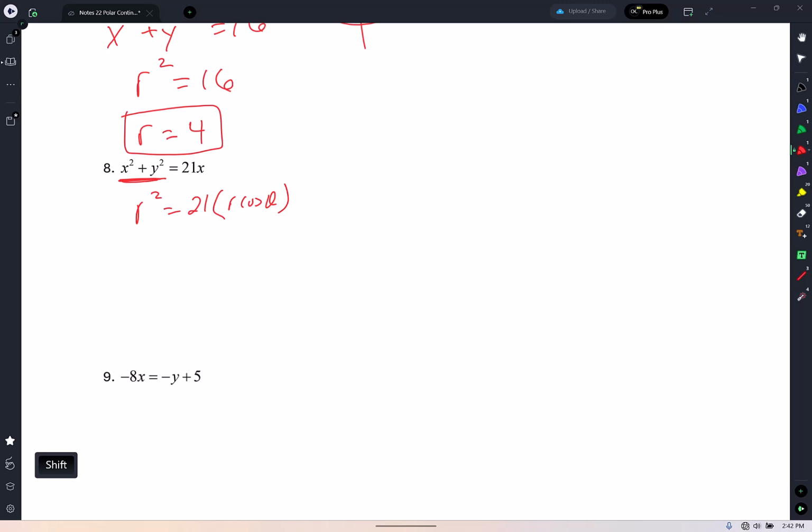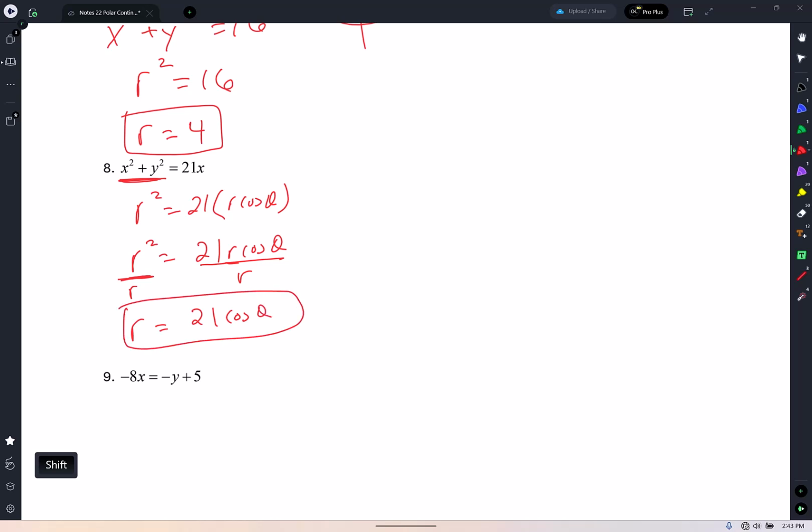Do you guys see what we did? R squared equals 21 r cosine theta. I want one r, but I notice there's an r here and an r squared here. So if I divide both sides by r, I will have one single r, which is what I want. R equals 21 cosine theta.